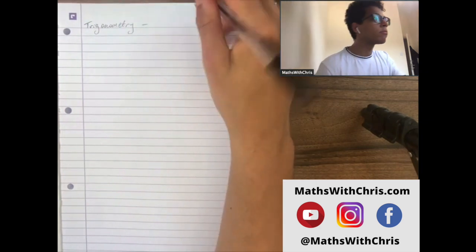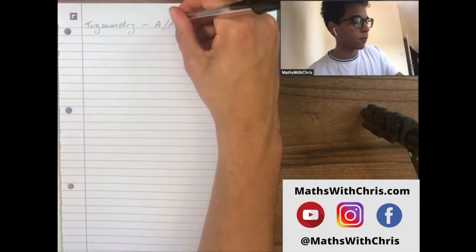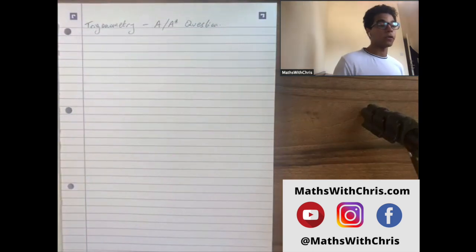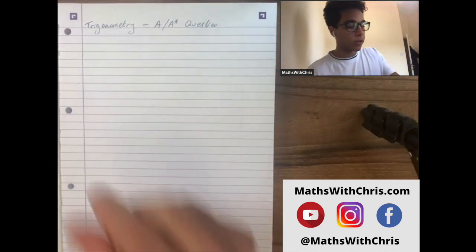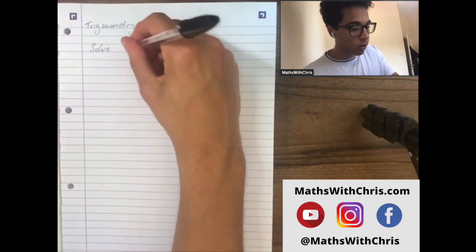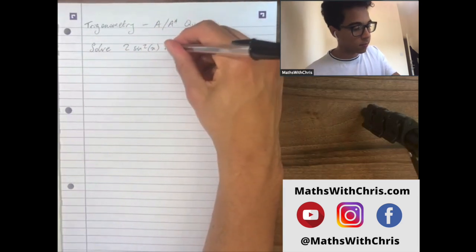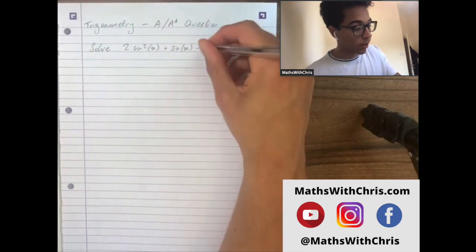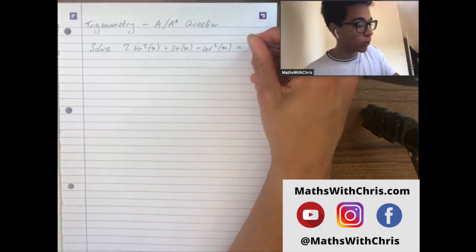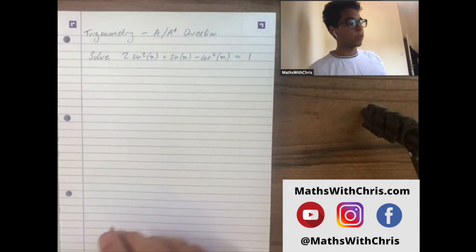So this is like a harder question. I'd say maybe an A/A star question, that sort of level. But we should be able to solve it using what we've learned today. So we want to solve 2 sine squared x plus sine x take away cos squared x equals 1. And again, between 0 and 360.